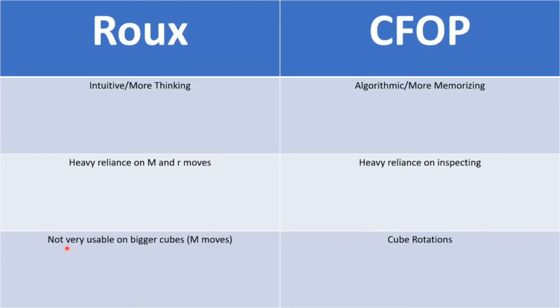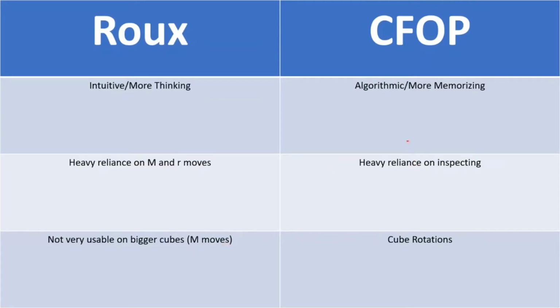Now, another disadvantage of Roux is that it's not very usable on bigger cubes because of the said M moves. If you're on, say, a 5x5, the M move, instead of being a 1 slice, you'll have 3 slices on the 5x5, and that would be pretty hard to execute.